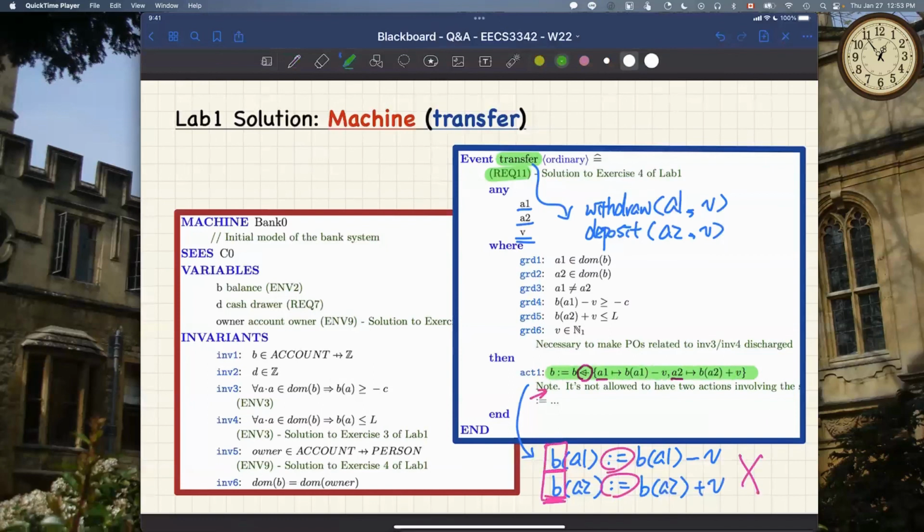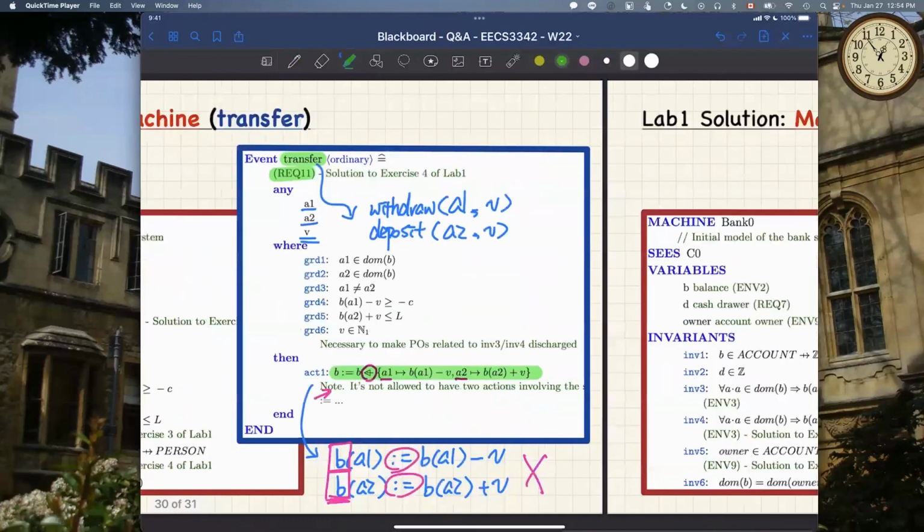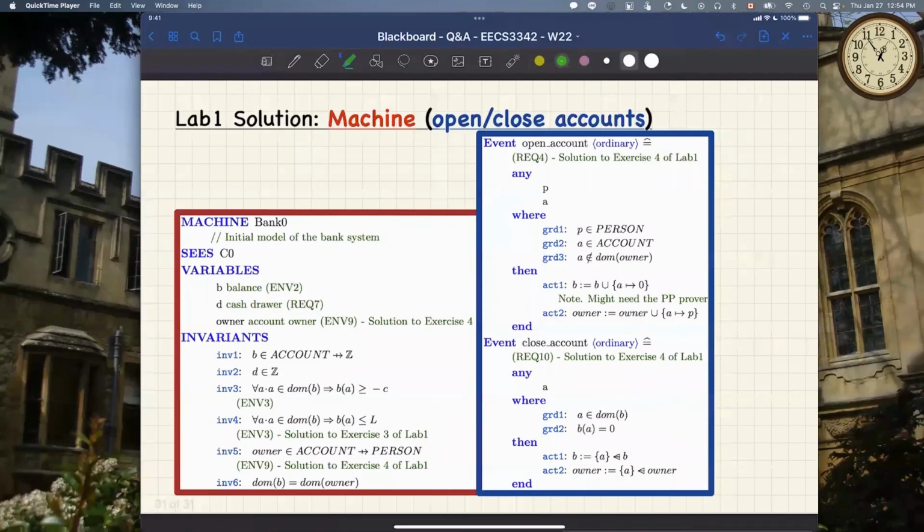Any questions so far? All right, final slide, final page, which is about how you can open the account and also how you can close the account. It corresponds to requirement number 4 and requirement number 10. I'll let you study the guards and also actions over there. You can definitely see we've got some guards and some actions here. These are quite straightforward to get right.